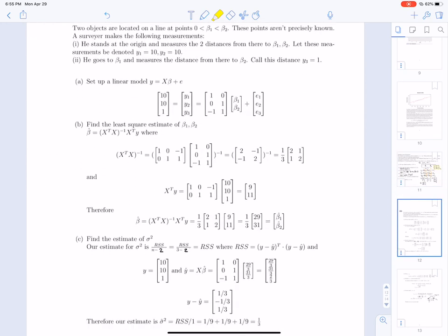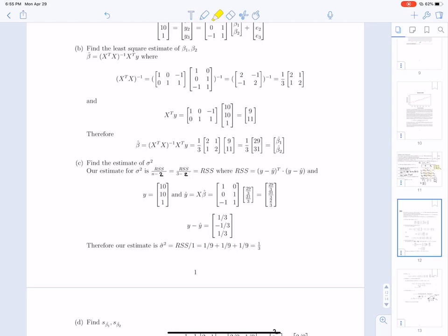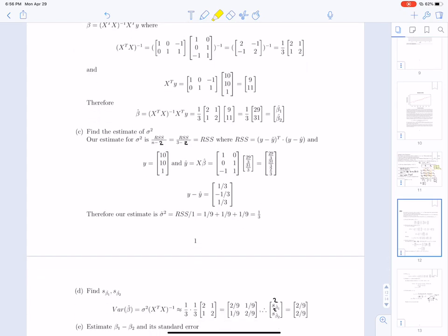If we look at the solutions here, you would be calculating X transpose X inverse and showing that that's 1/3 times this matrix 2, 1, 1, 2. And then X transpose y is 9, 11. So beta hat then is 1/3 times 29 and 31. And we can then find our estimate of sigma squared. Sigma hat squared is RSS over n minus 2. We have two coefficients we're determining, hence minus 2. And the RSS is (y minus y hat) transpose (y minus y hat). You can compute this directly, and you'll get sigma hat squared is 1/3.